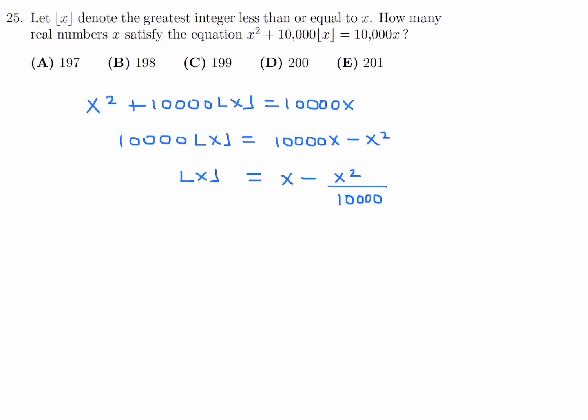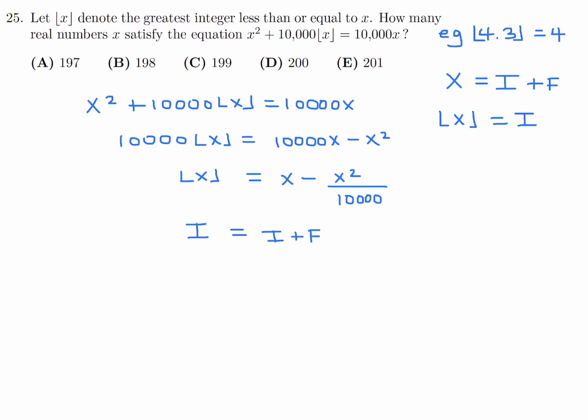All right, now what is x? x is an integer part plus a fractional part, correct? So therefore, if I take the bracket x, it becomes just the integer part. That's basically the definition. So for example, 4.3, if that's x, if I take the bracket of that, it just gives me 4. So substituting that in here, this becomes i. This is i plus f, and I'll just leave it as x squared over 10,000 for now. Now the i's cancel on both sides, and therefore if I bring the x squared over, I get the fractional part is equal to x squared over 10,000.